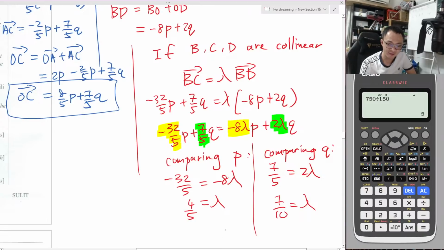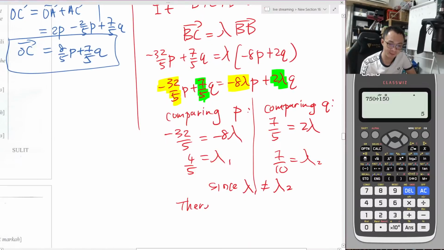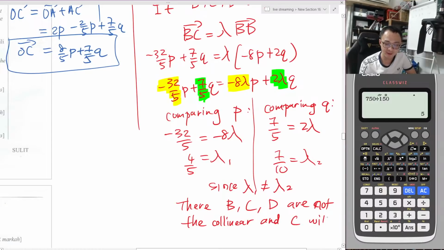Since I call them lambda 1 and lambda 2, and lambda 1 is not equal to lambda 2, then B, C, D are not collinear. And ABC will never block them. I don't know lah, you just use your own words to write lah. Okay, this is math, alright.